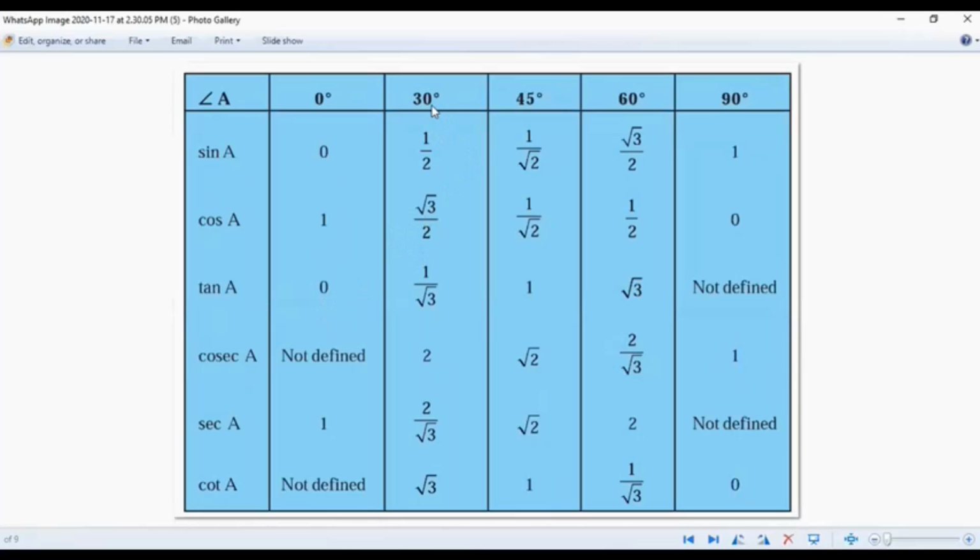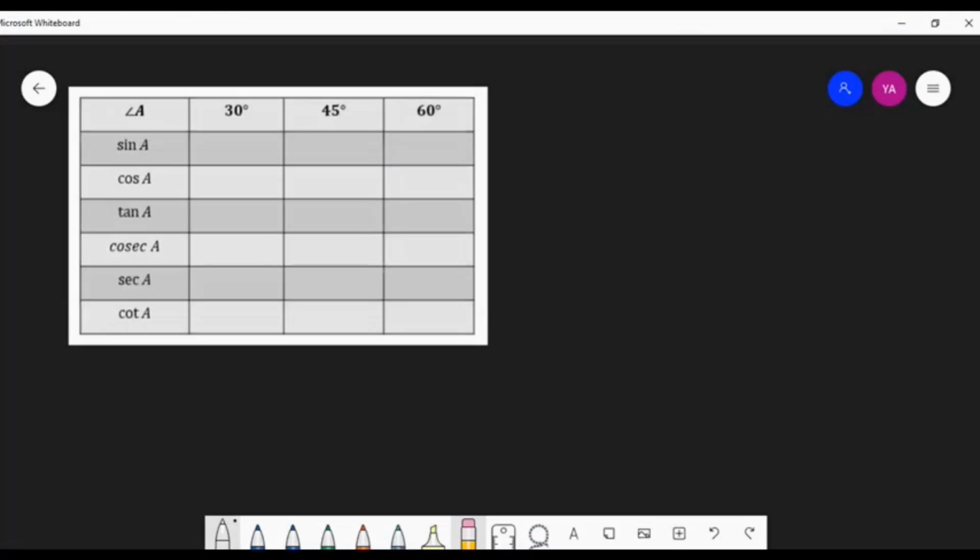First we will concentrate on 30, 45 and 60 degrees, then 0 degree and 90 degree. Look here, I have made a table. We want to fill this. We'll take two right triangles here, very important. One is a 45, 45, 90 degree triangle. One is a 30, 60, 90 degree triangle. First I take this 45, 45, 90 degree triangle.